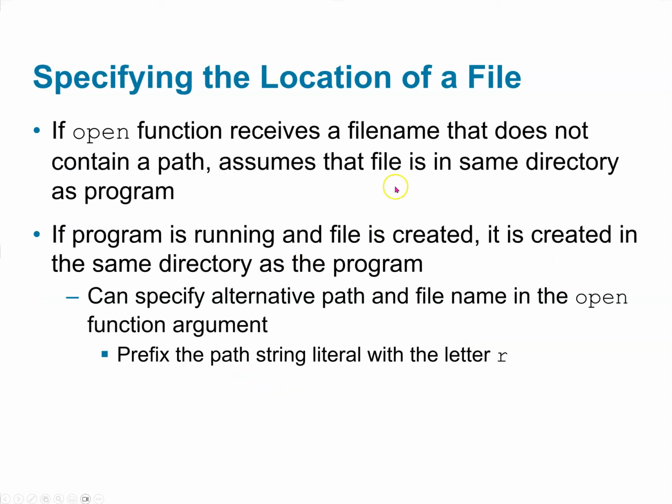If the open function receives a file name that does not contain a path, it assumes the file is in the same directory as the program. If the program is running and a file is created, it is created in the same directory. You can, however, specify an alternative path and file name in the open function. You can prefix the path string literal with the letter r.